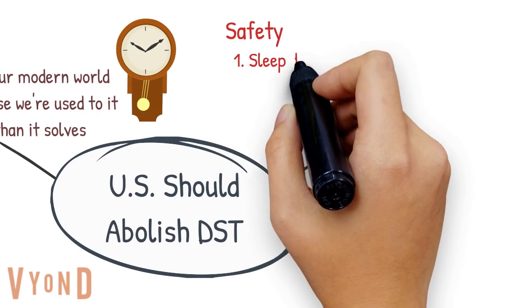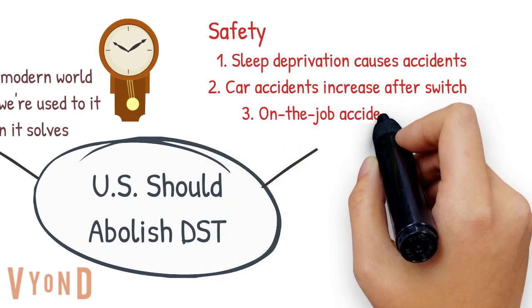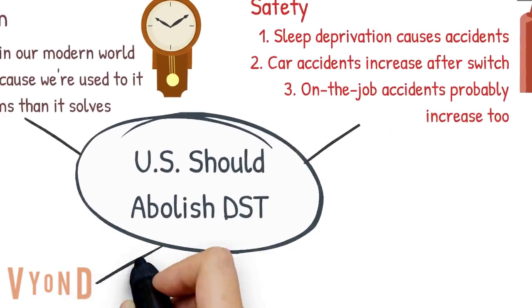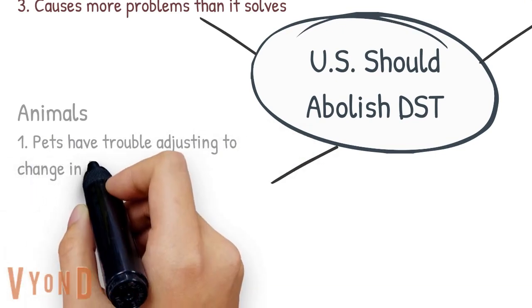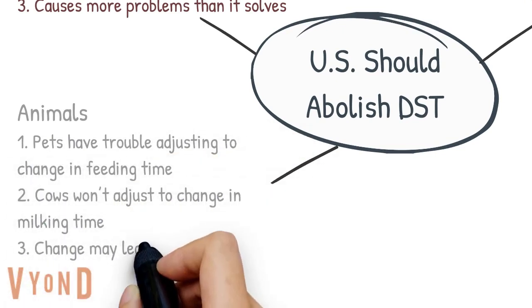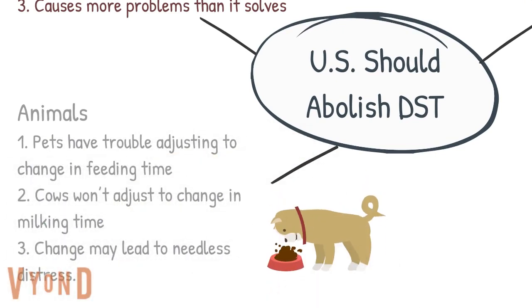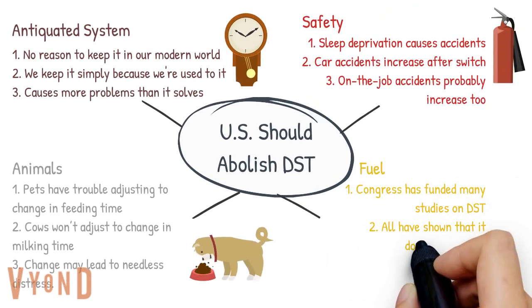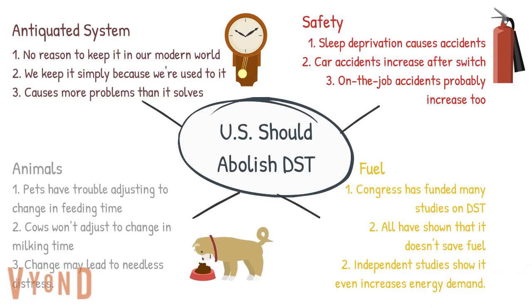Safety. Sleep deprivation causes accidents. Car accidents increase after we switch, and on-the-job accidents probably increase too. Animals. Pets have trouble adjusting to change in feeding time, and cows won't adjust to change in milking time. The change may lead to needless distress. Finally, Congress has funded many studies on DST. All have shown that it doesn't save fuel. Independent studies show it even increases energy demand.